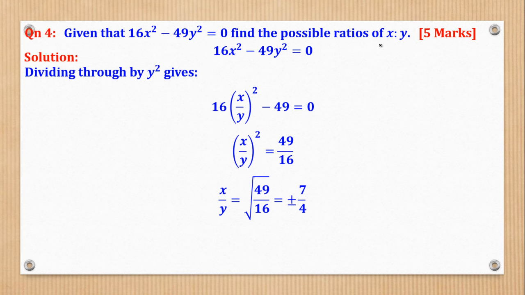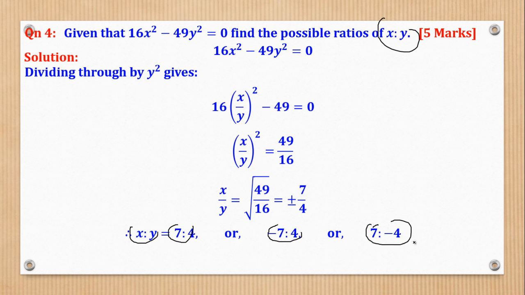But remember the ratio, they want the answer in this form. So we shall come and conclude that ratio of x to y will be 7 to 4, negative 7 to 4, negative 7 to 4, and 4 to negative 7. We would also add negative 7 to negative 4, but negative 7 to negative 4 can still be reduced to this.